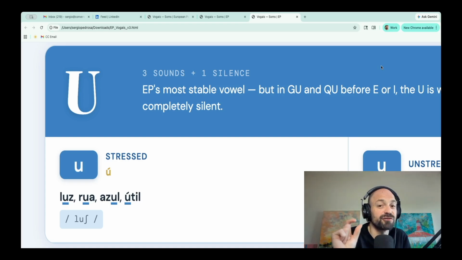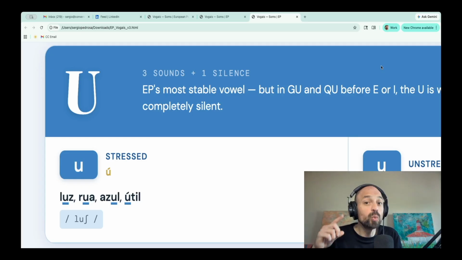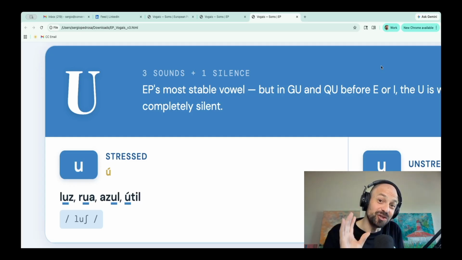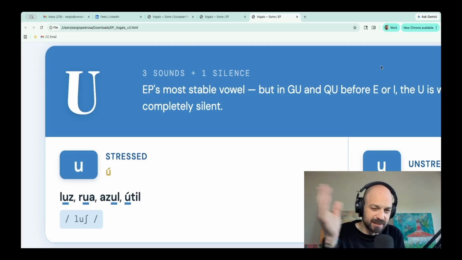We want to make sure that the first syllable is the one that we are emphasizing. Útil, not utíl. I know it sounds very similar. I'll say it one more time. Útil versus utíl. Okay, so just emphasize that first U. That's the one you want to aim for. Again, because of the L at the end.